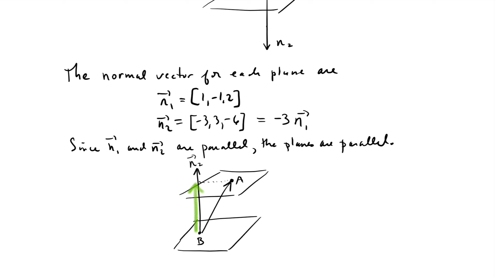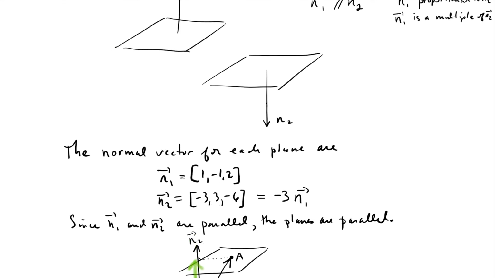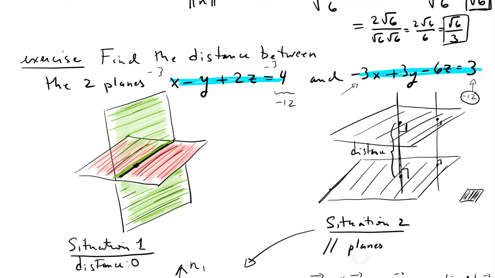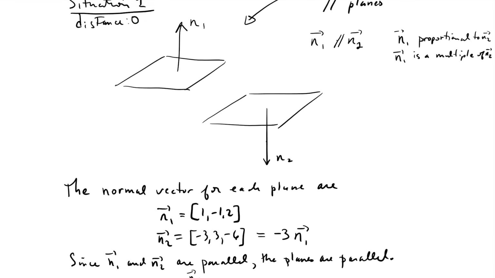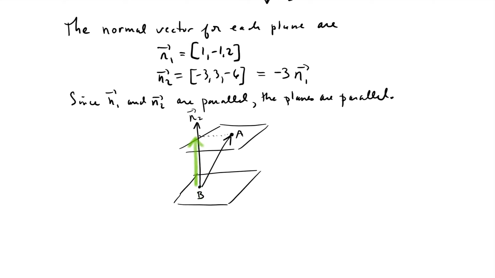I need to choose a point on the first plane. Here's what I chose. This is the first plane here. Again, you can try to be lazy: if you replace y by 0 and z by 0 and solve for x, you get x is 4, so you get 4, 0, 0. A is (4, 0, 0), a point on the first plane.